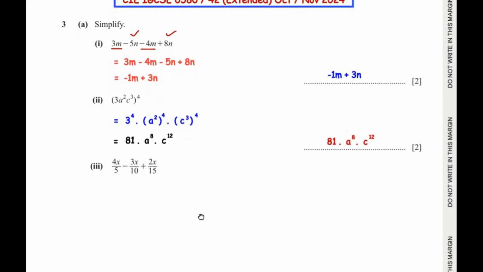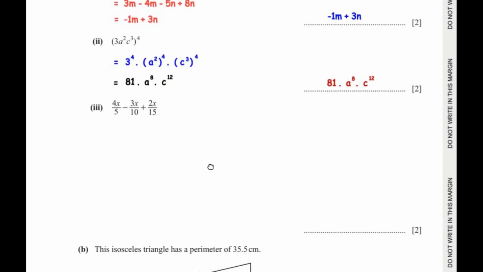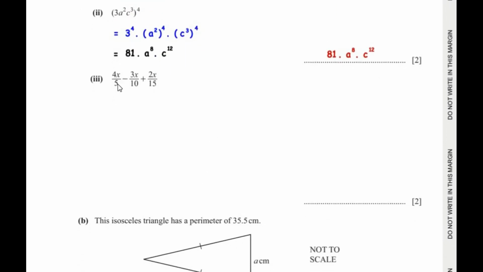Now moving on to the next one, we have a fractional expression over here: 4x over 5 minus 3x over 10 plus 2x over 15. Now here we will try to find a common LCM or a common denominator. Now the LCM of 5, 10 and 15 is 30. So 5 times 6 is 30, 10 times 3 is 30 and 15 times 2 is 30.